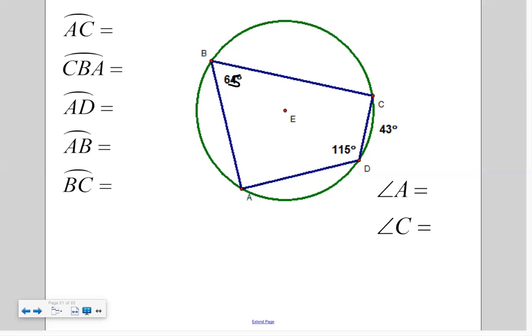I know that arc AC is going to be double 65, so that's going to make this 130. Arc CBA, so CBA, and that's going to be 360 minus 130, so that makes it 230. Was that 230?